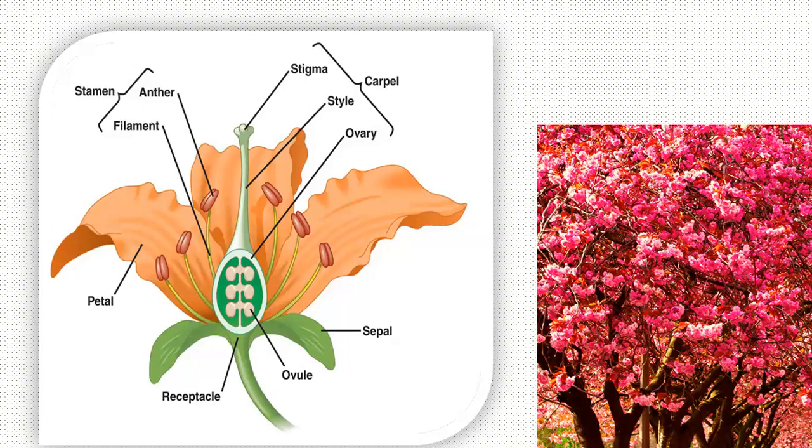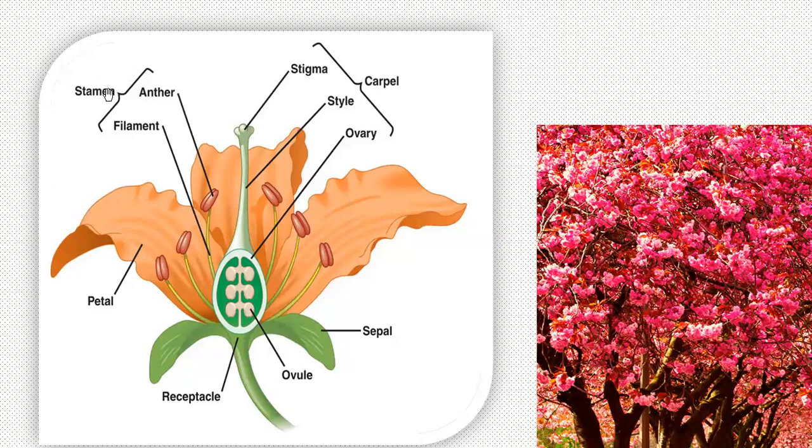And then is the androecium. Androecium is actually the stamen. Stamen has two parts: one is the anther, the other is the filament, right? This is the anther, and this is the filament. Collectively, it is called the stamen. A single unit of androecium is called the stamen.